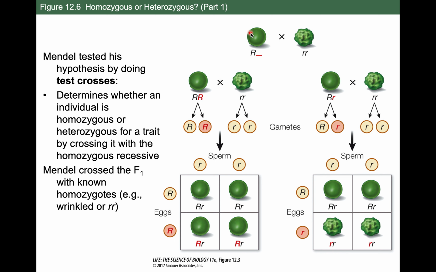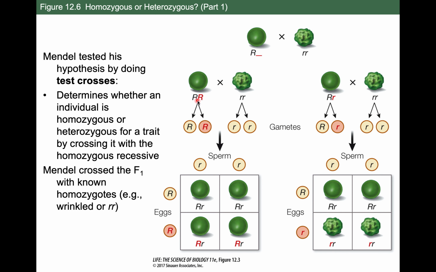And the answer is yes. He would do what we now call test crosses, where he would take that plant with the dominant phenotype. We don't know the genotype. We're not sure if it's homozygous or heterozygous. And he would cross it with a homozygous recessive plant, little r, little r.